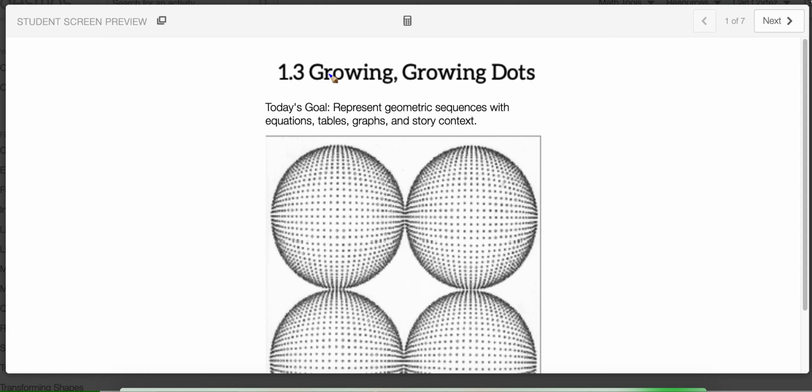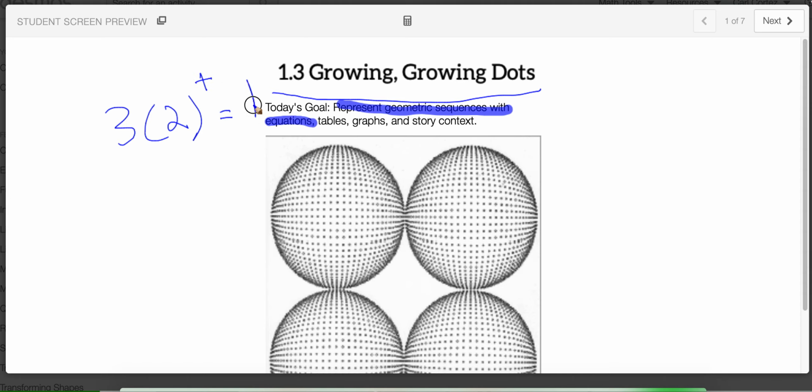The purpose of this video is to chat about 1.3 Growing Dots, the Desmos activity. If you have already done this Desmos lab, thank you for putting in that work. Thank you for watching this video so that you can take another look at representing geometric sequences with equations, for example, 3(2^t) = d, with tables, in this case dealing with the number of minutes and the number of dots.